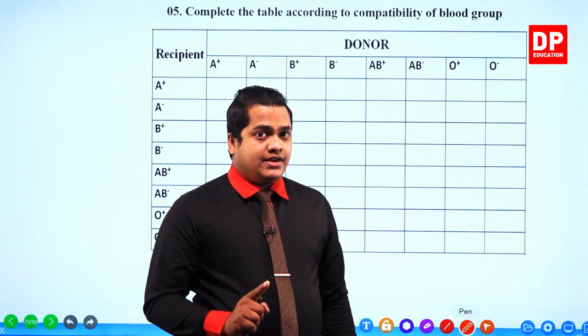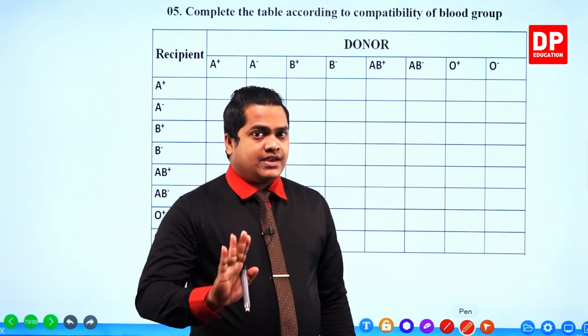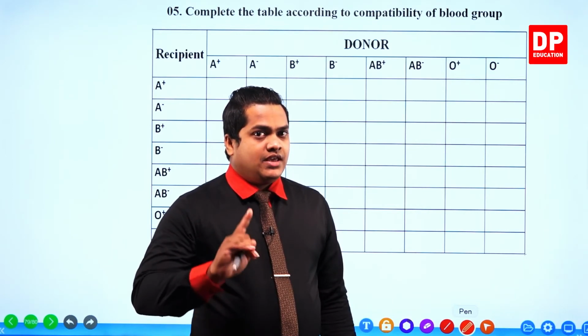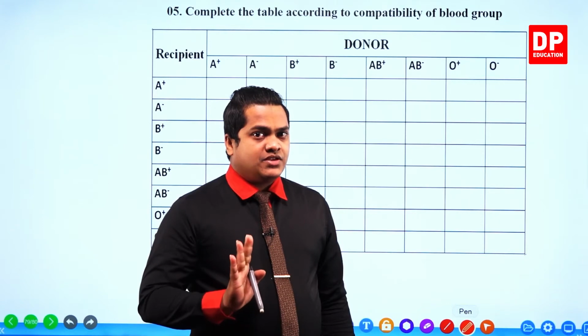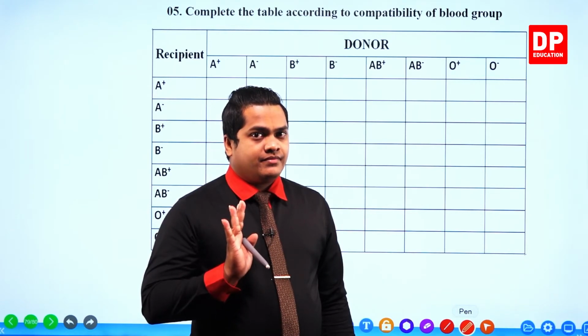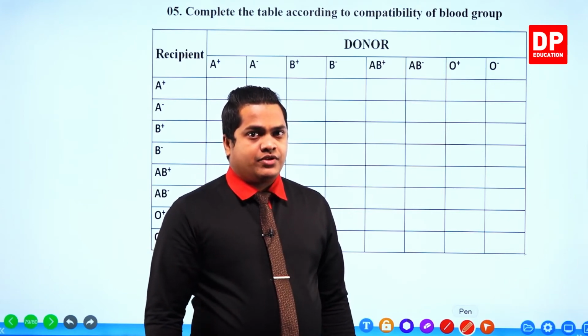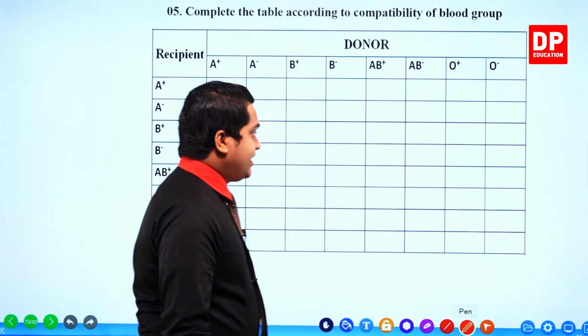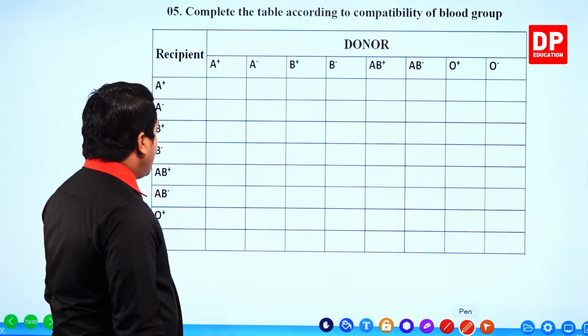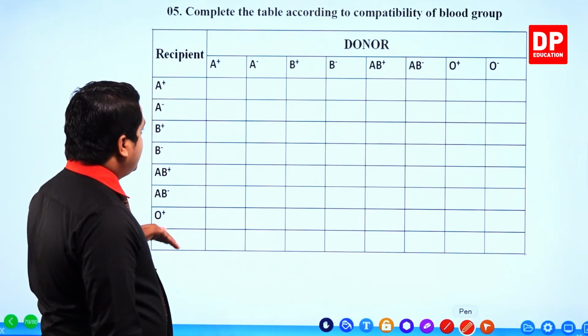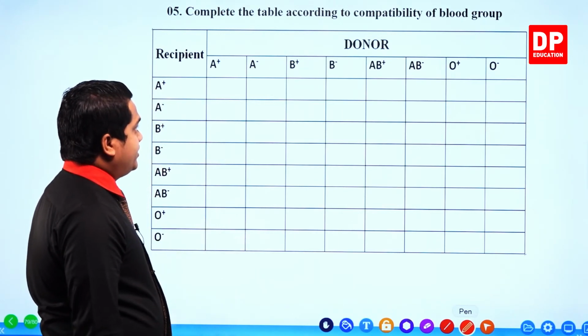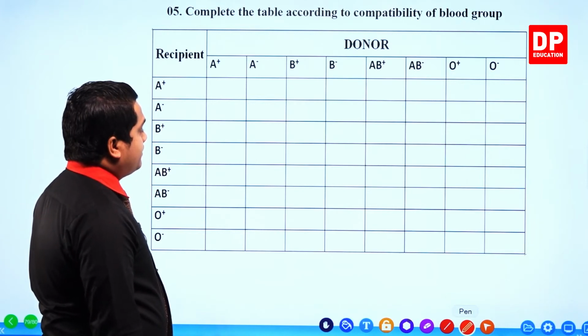When completing the table, don't look at both the sides. Either you observe the recipient or else the donor. Then the other things will definitely fill out. So here, I am going to check only the one side, the recipient or else the donor. Then I'm going to fill out what's going to happen.